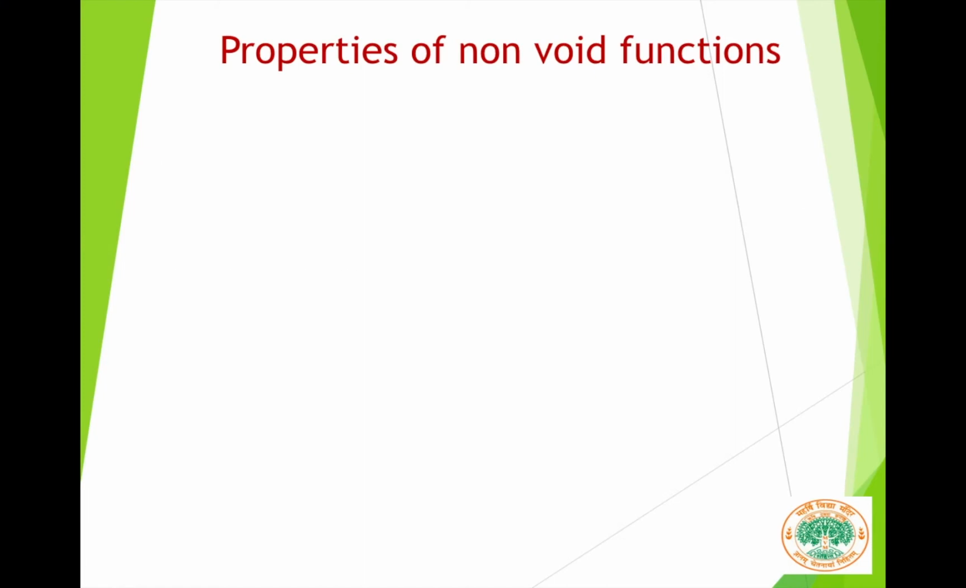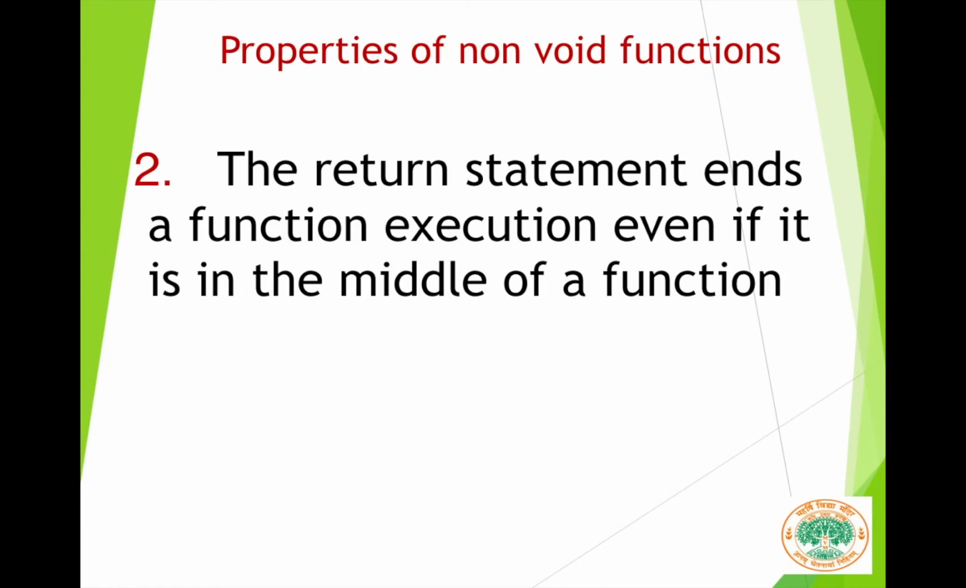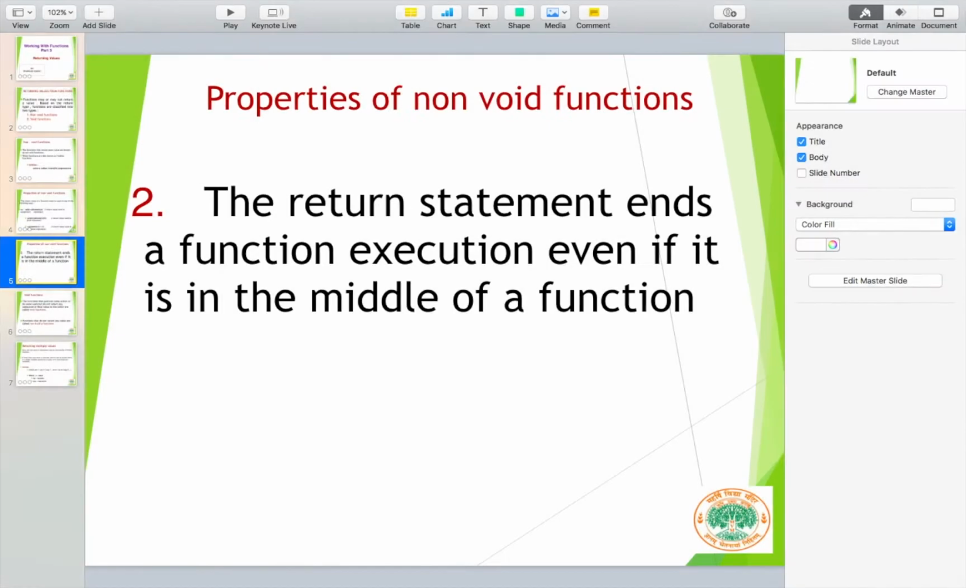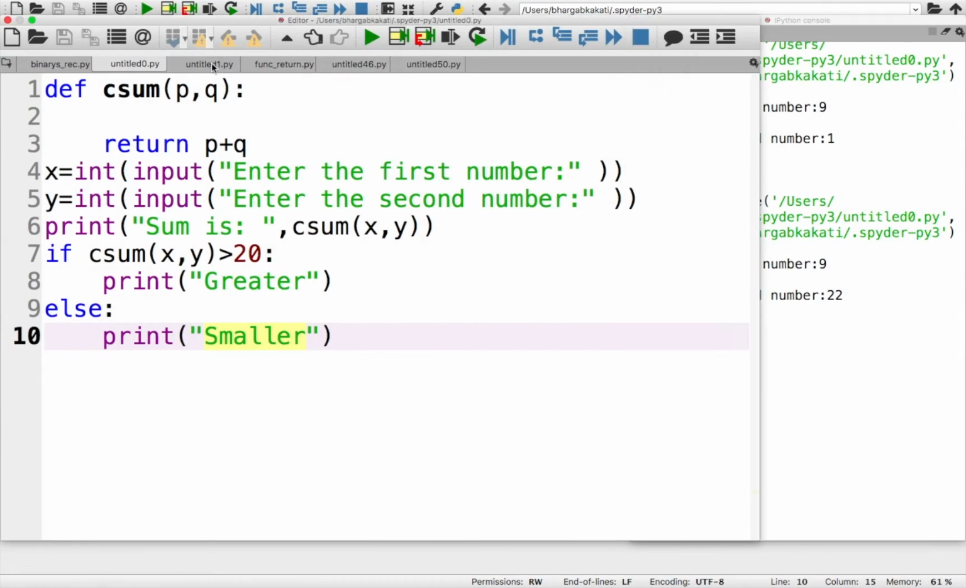Let's go to the second property of non-void function. What is the second property? The return statement ends a function execution even if it is in the middle of a function. So it's not mandatory that the return statement should be at the end of the function definition. You can put the return statement in the middle of the function definition also. Let's go and see it with the help of an example.